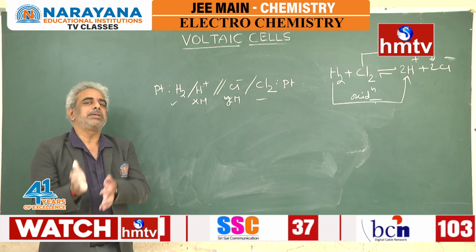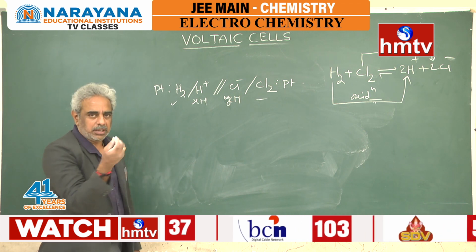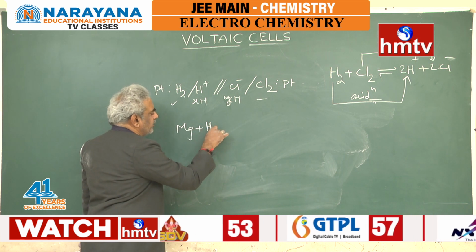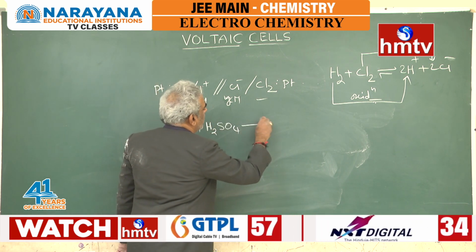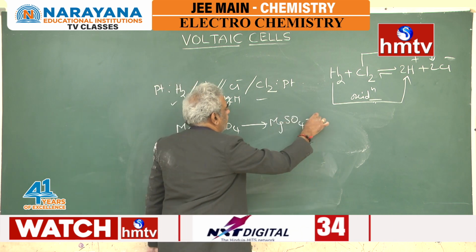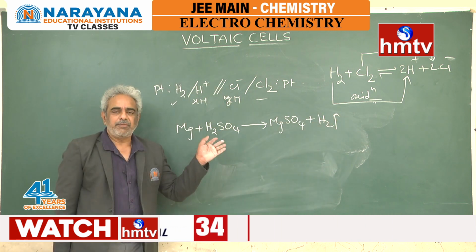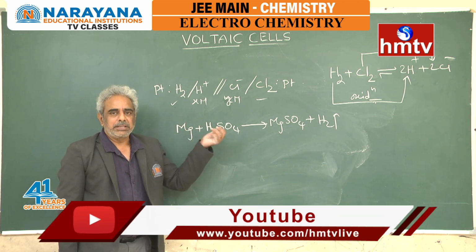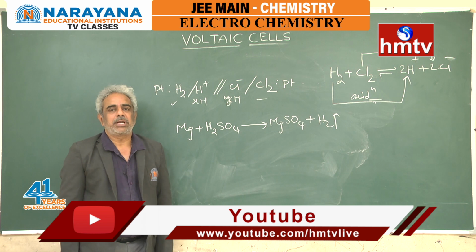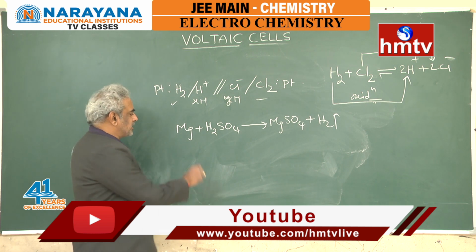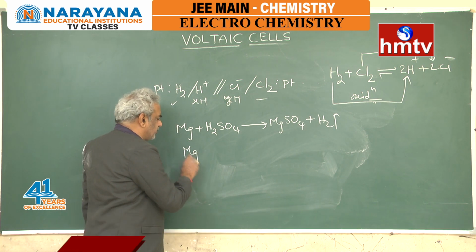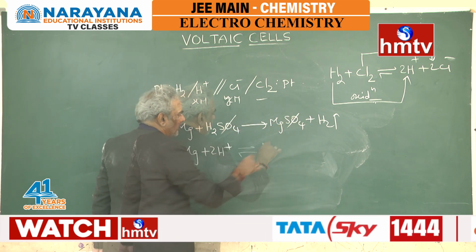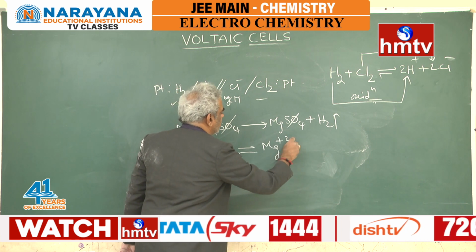Similarly, suppose a metal is replacing hydrogen from an acid, a very famous example: magnesium replaces hydrogen from sulfuric acid to form magnesium sulfate plus hydrogen gas. This is a very famous redox reaction, a metal replacing hydrogen from an acid, and this redox reaction can be exploited to construct a voltaic cell, and that is given as magnesium plus 2 H plus ions, sulfate being a spectator, giving magnesium ions and hydrogen gas.